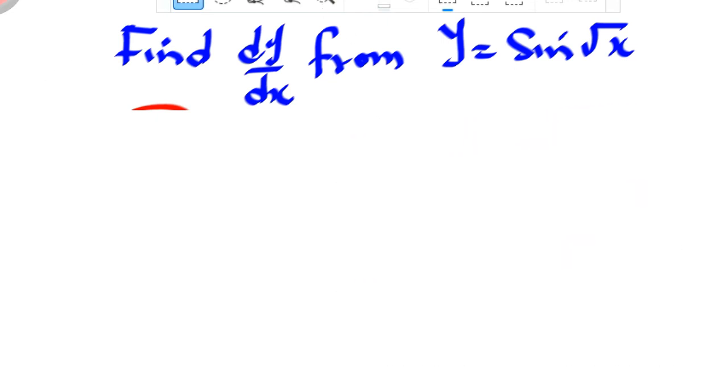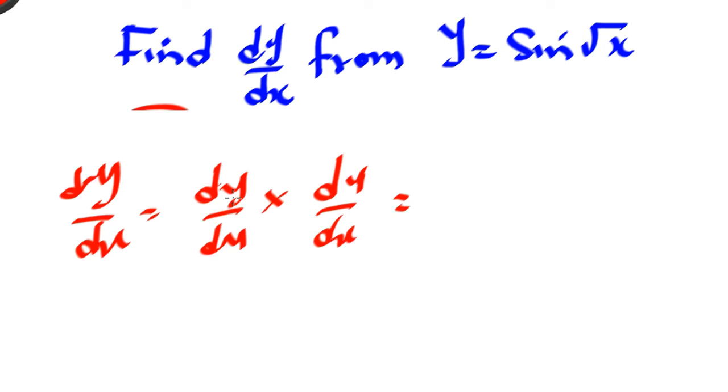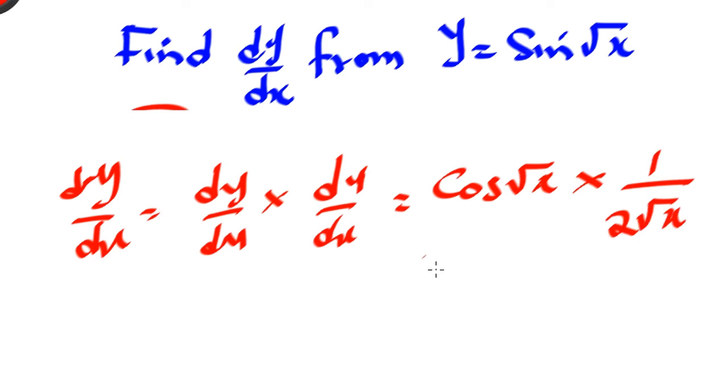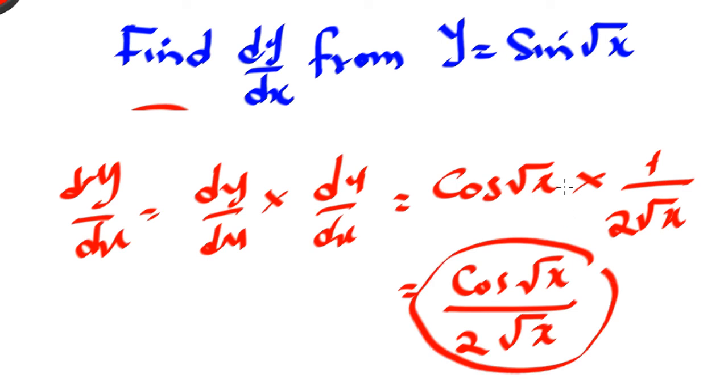From the chain rule, we have that dy/dx is equal to dy/du multiplied by du/dx. Here we have dy/du equal to cos square root of x, multiplied by du/dx equal to 1 divided by 2 root x. 1 multiplied by cos root x gives cos root x divided by 2 root x. This is the derivative of y equal to sine root x.